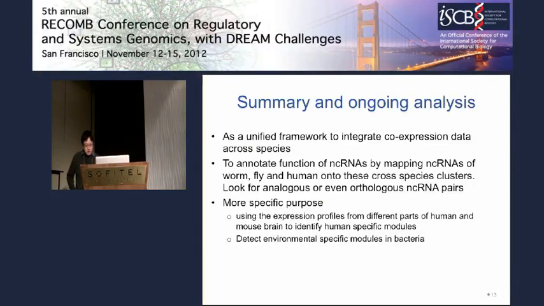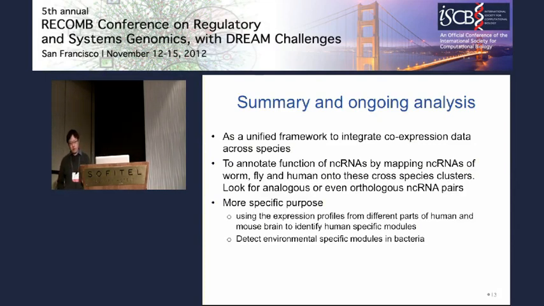So I guess the interesting story is we are looking for what we call analogous non-coding RNA pairs. Maybe these pieces of non-coding RNA in worm correspond to some other pieces of non-coding RNA in fly, for instance. Even better, maybe we can align them by looking at the sequence, and they're not just analogous, but also orthologous. So for future work, this formalism can be extended to some more specific applications.